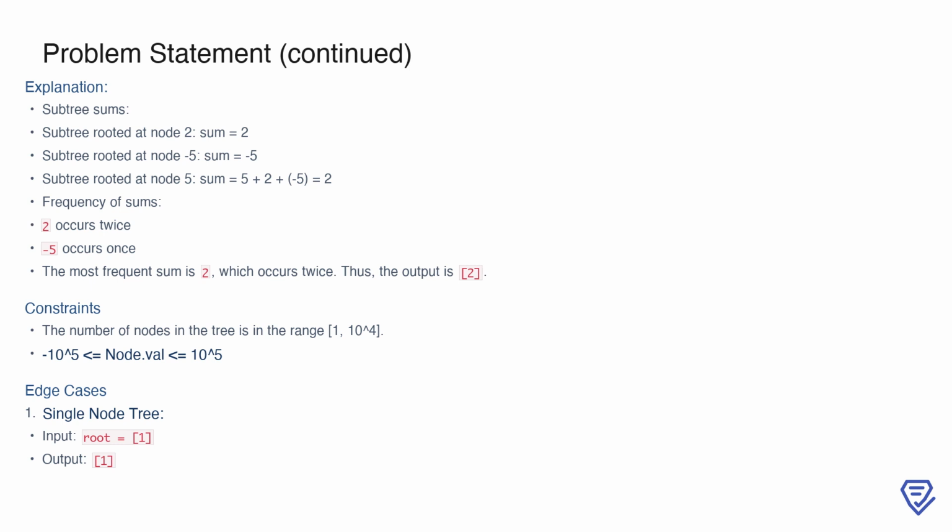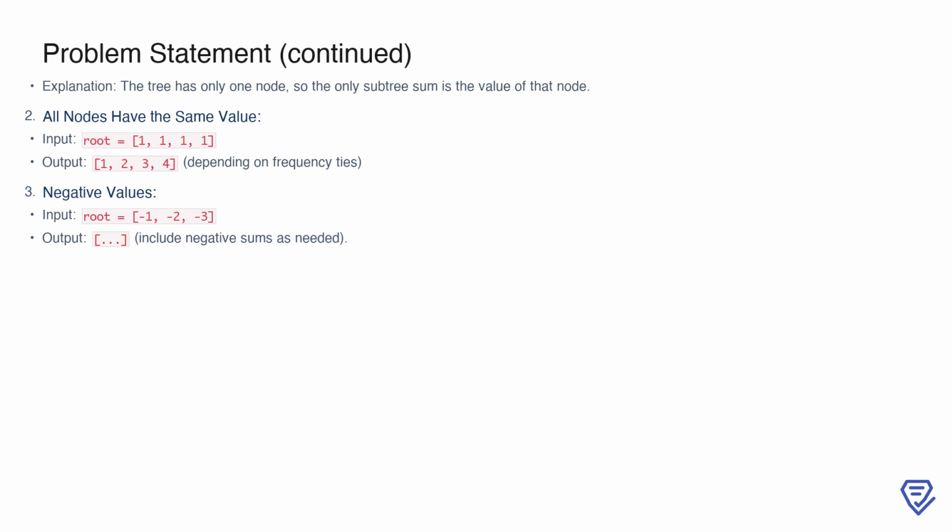Now, let's calculate the frequency. The sum 2 appears twice, while the sum -5 appears once. Since 2 is the most frequent sum, it becomes our output, so the result is 2. To complete the problem statement, let's examine some edge cases. For a tree with only one node, like root equals 1, the only subtree sum is the value of that node, so the output is 1.